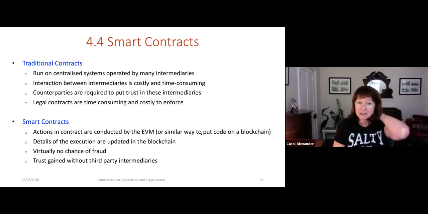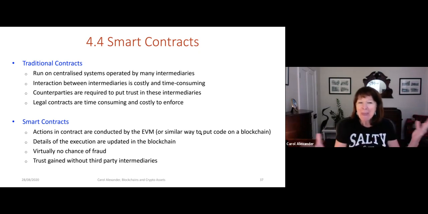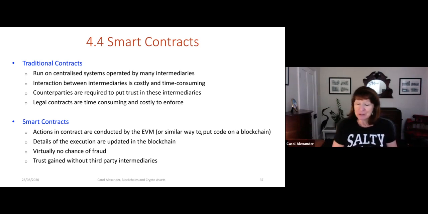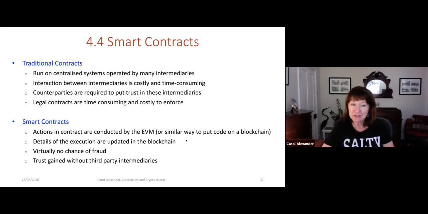So the actions in a smart contract are conducted by something like the Ethereum virtual machine, or a similar way to put code on a blockchain. And details of the execution, as for example, the washing machine gets loaded onto a ship, these are all updated on a blockchain. There's virtually no chance of fraud because the blockchain is immutable. I suppose a public blockchain, of course, does require trust in the owner of the blockchain. But in a public blockchain, you can gain trust without any other third-party intermediaries.